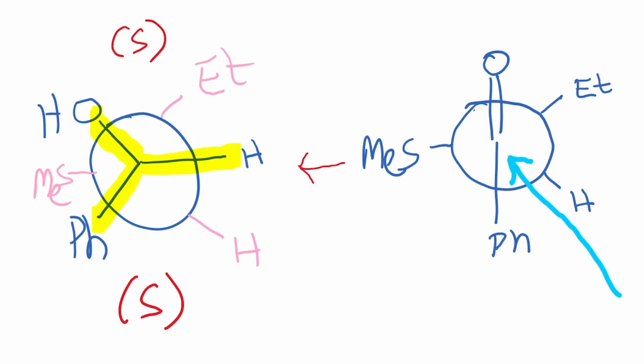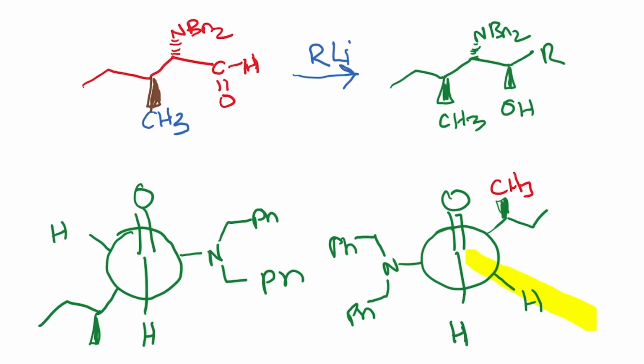Now let's look at one more example wherein we have this kind of group. This is NBn2, which is nothing but nitrogen with two benzyl groups. A benzyl group is as shown here, and so the nitrogen with two benzyl groups has a lone pair on the nitrogen. We react this carbonyl compound with, let's say, methyl lithium or ethyl lithium or some organolithium compound, and we end up with this product.